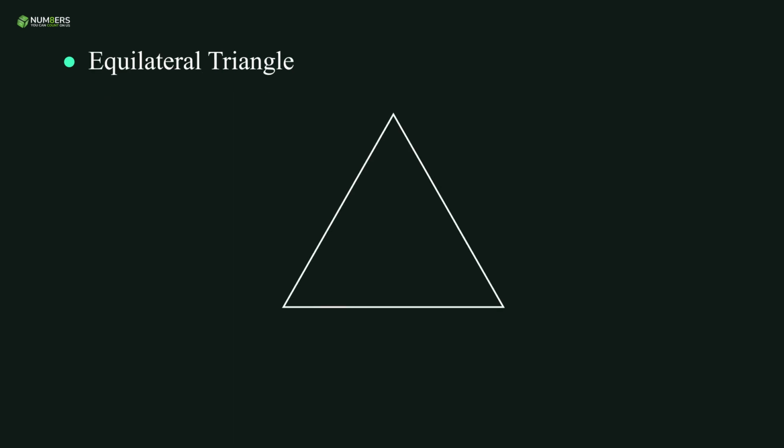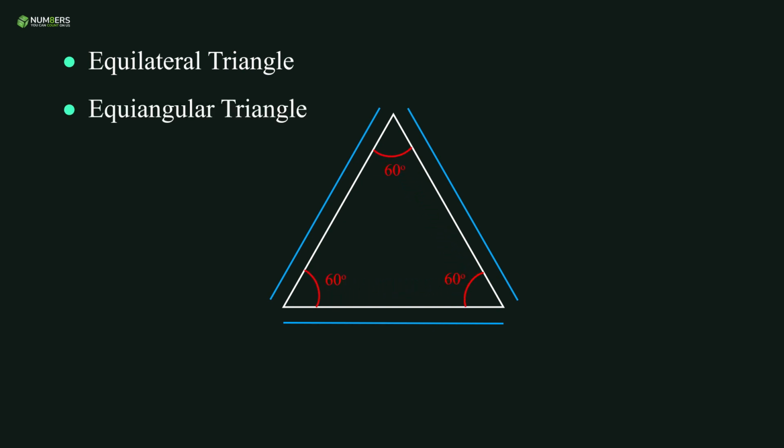Take a look at the equilateral triangle. An equilateral triangle has three congruent sides, which means all three sides have the same length. What is also equal is the measure of each angle, so we say the triangle is also equiangular. Now, we know that the sum of all angles in a triangle is 180 degrees. In an equilateral triangle, each angle is then equal to 180 divided by 3, which is 60 degrees.